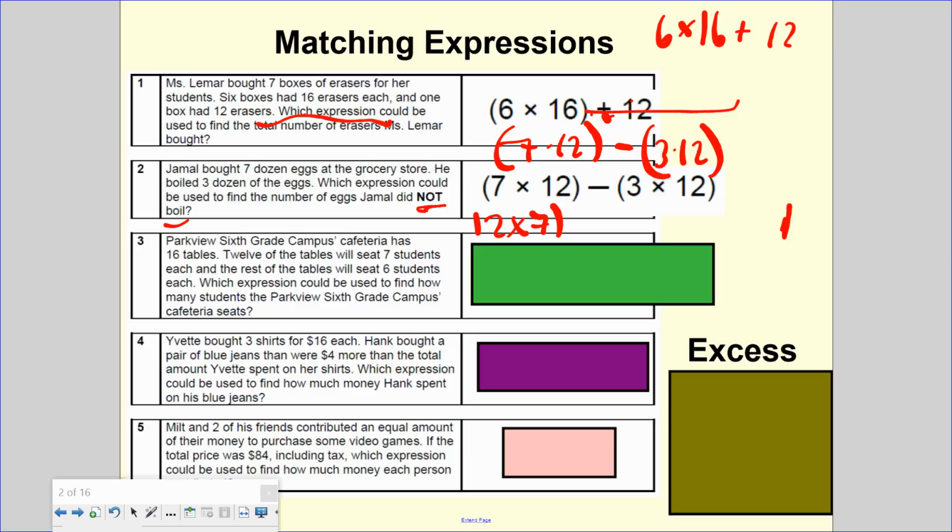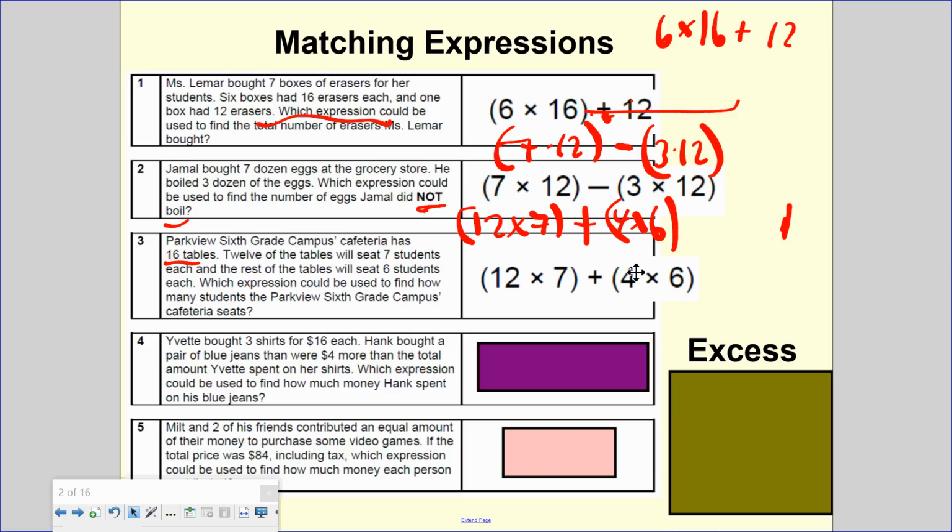12 times 7. The rest of the tables, let's see, 16 tables in all. 12 of the tables will seat 7. Then 4 tables will seat 6. So let's see if this is correct. Oh, it works again.